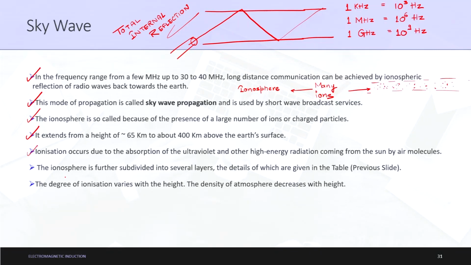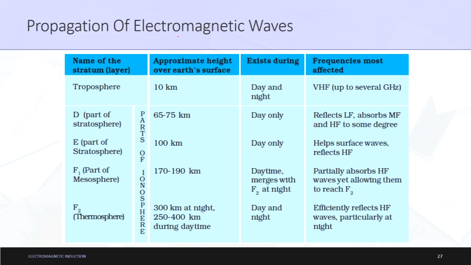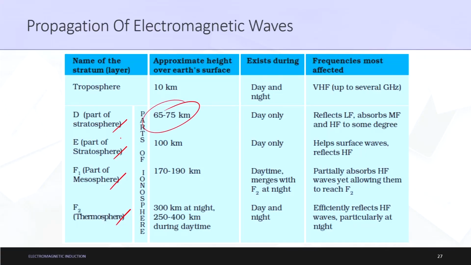Next point is the ionosphere is further subdivided into several layers, the details of which are given in the table. So, this is the table that point is talking about. The ionosphere is divided into stratosphere, mesosphere and thermosphere. These are the different parts or subdivisions of the ionosphere. As you can already see in the last point, we studied that the ionosphere ranges from 65 kilometers from the earth's surface to 400 kilometers from the earth's surface. So, you can see here that it also has subdivisions.